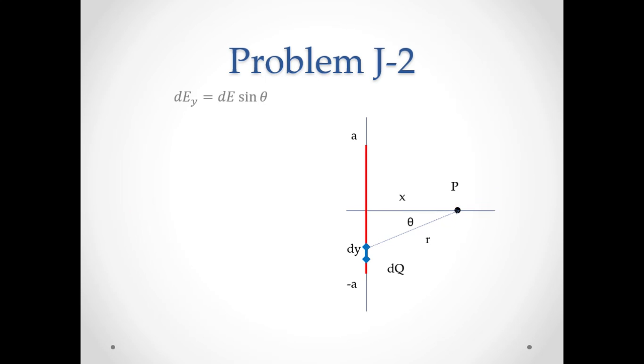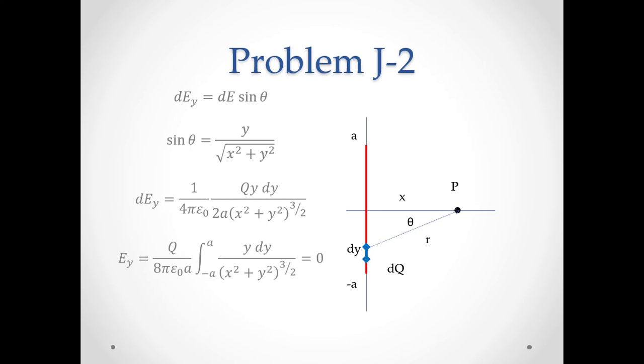The y component of this is going to be dE times the sine of that angle theta. I can find the sine of the angle theta by doing opposite over hypotenuse, y over the square root of x squared plus y squared, which means that the y component of the electric field for this little point is Q y dy over 2a times x squared plus y squared to the 3/2 times k, essentially, 1 over 4 pi epsilon naught.